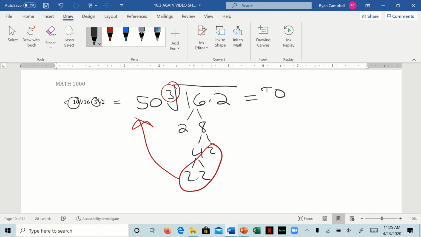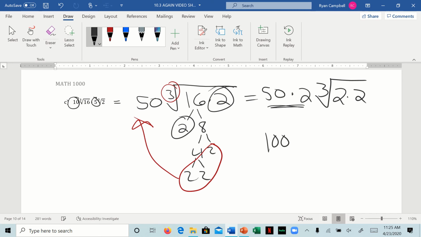So we get 50 times 2. And then we're left with 2 more 2's times the cube root of 2 times 2. So multiplying the outside, we get 100 times the cube root of 4.